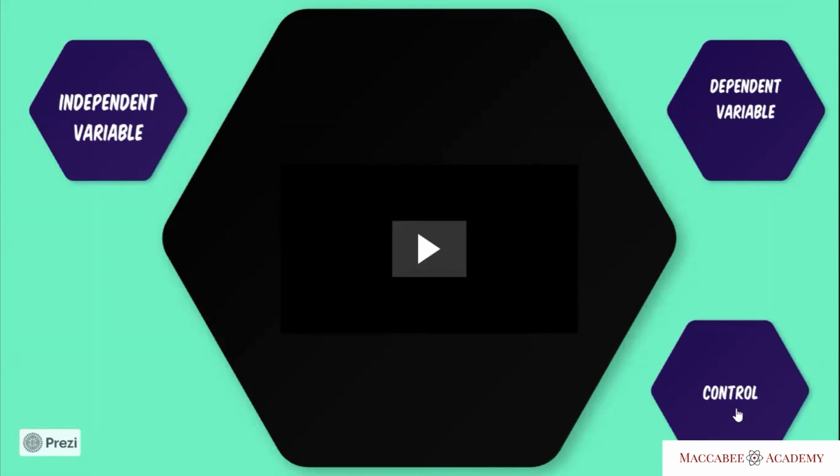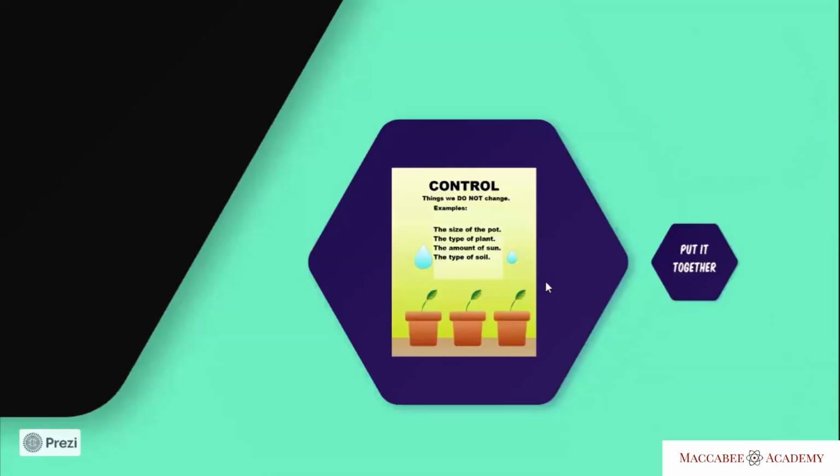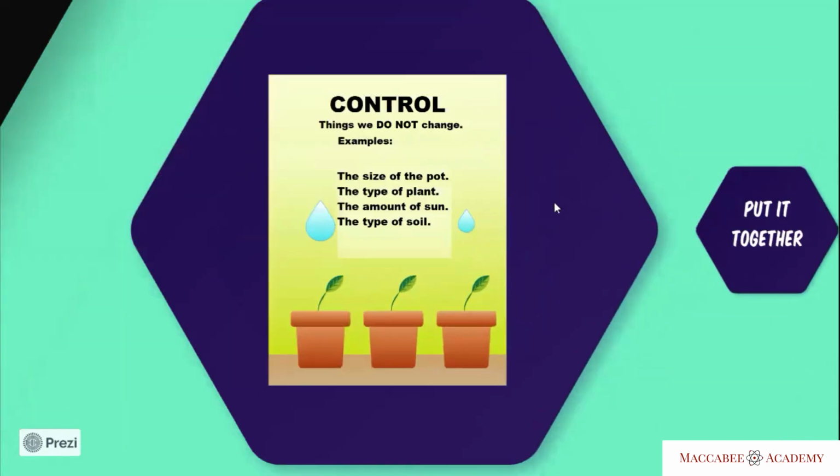Now let's look at what stayed the same. Remember, the control is what stays the same. So look at this. This is what they did every time. They kept the same size pot. Let's look at this. Those look like they're the same size. We can't see the soil and we can't see the sun, but we're going to just take it on the fact that they kept that the same. So that's our controls, the things that stayed the same.